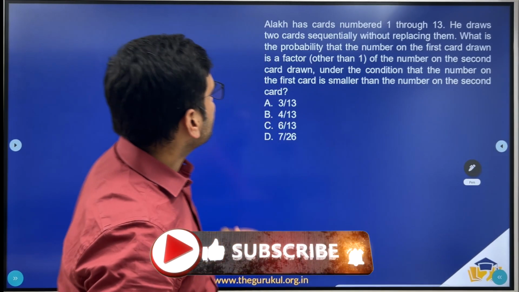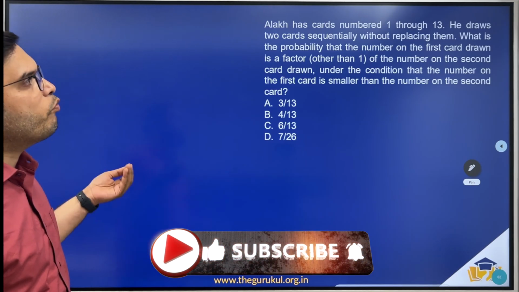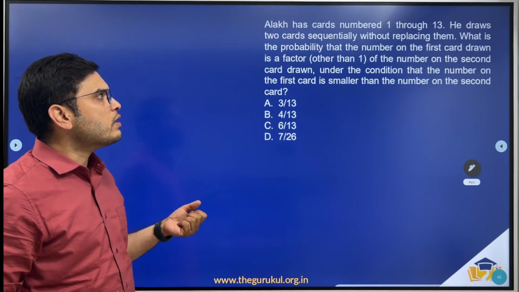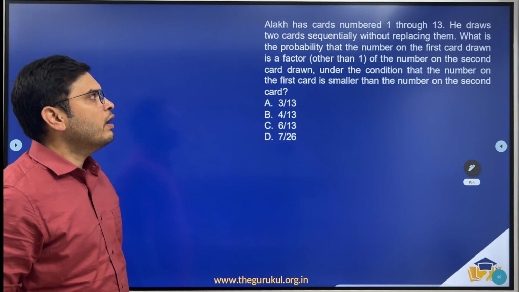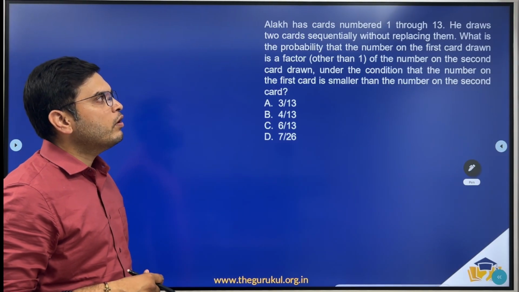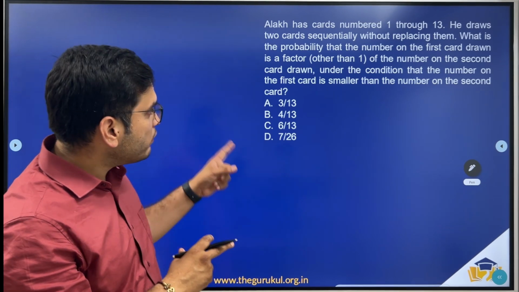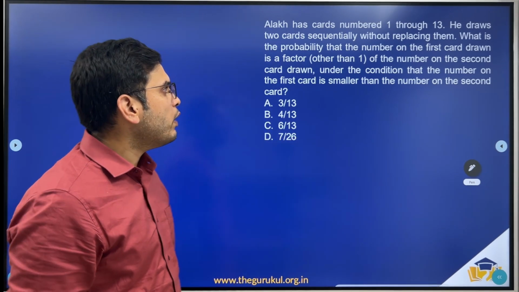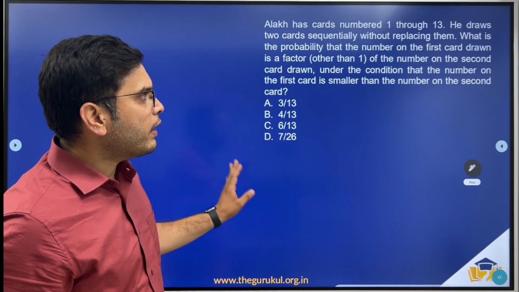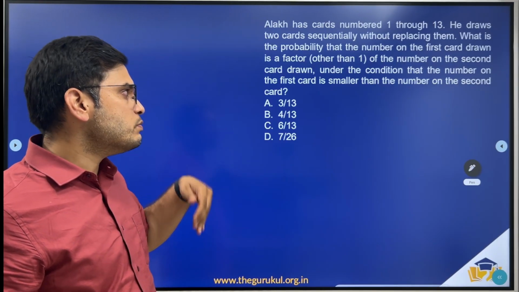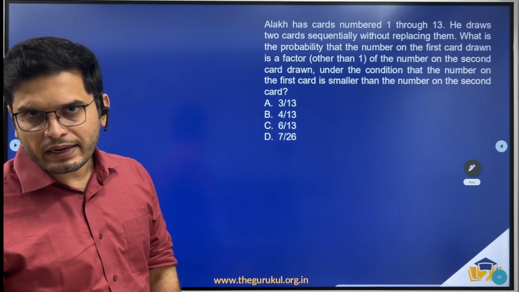Now coming to the third question. Akash has cards numbered 1 through 13. He draws two cards sequentially without replacing them. What is the probability that the number on the first card drawn is a factor other than 1 of the number on the second card drawn, under the condition that the number on the first card is smaller than the number on the second card, right?